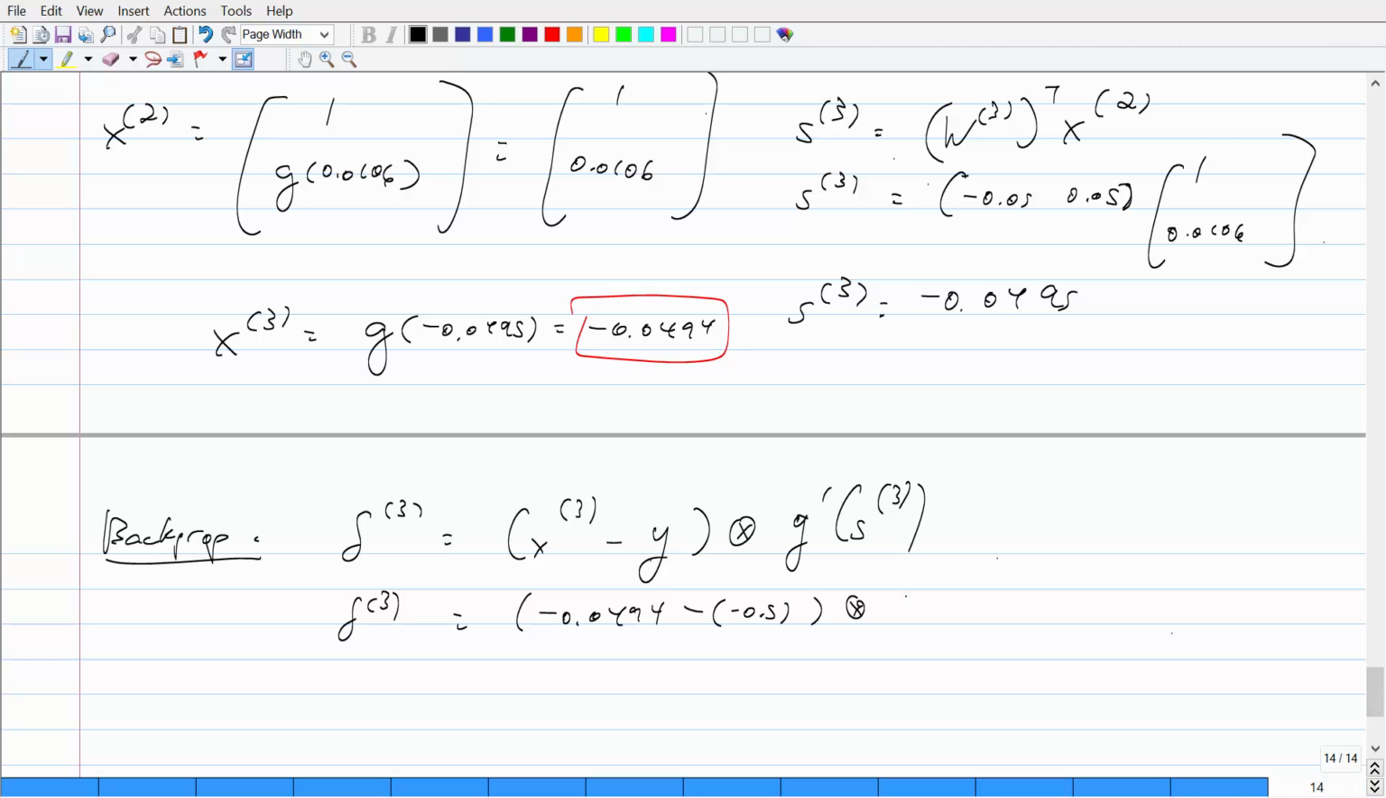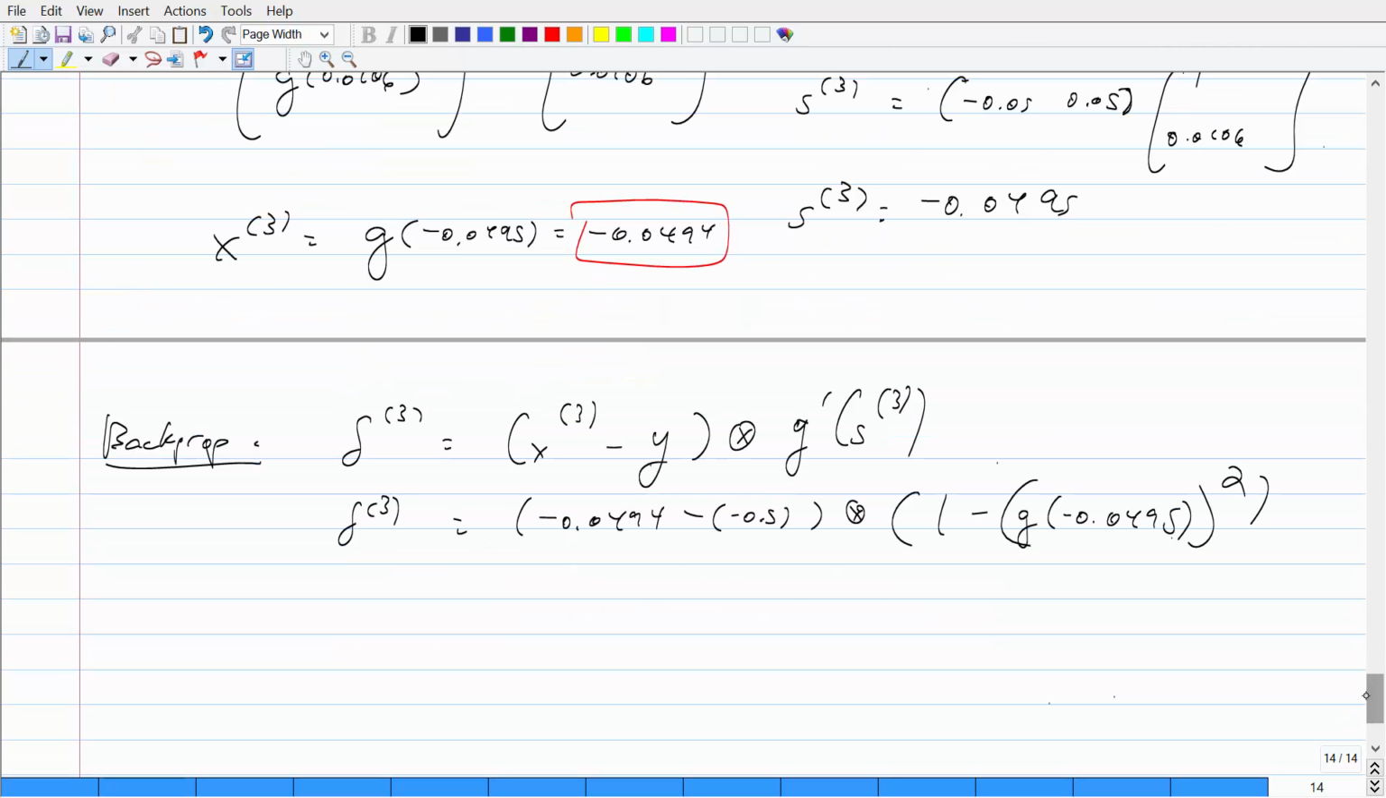Element-wise multiply this with 1 minus G of S of 3, which is minus 0.0495, squared. Now you don't have to calculate this again. Remember, you've already calculated it above. You see here, G of minus 0.0495 is this guy right here, so you just plug it in right here. What's nice about this is that you've already calculated a lot of these things. There's no point in doing the calculation again, so just to save time, that's what you do.